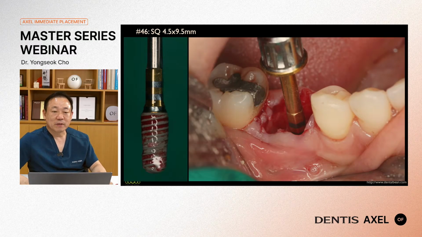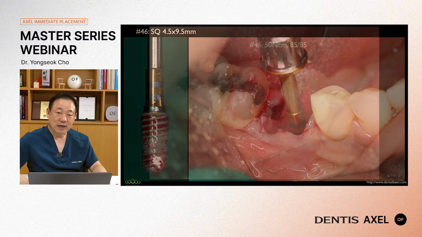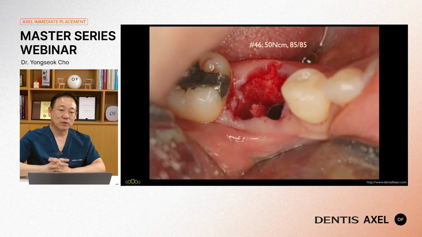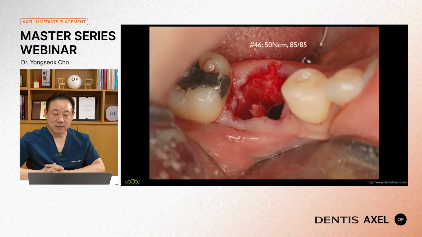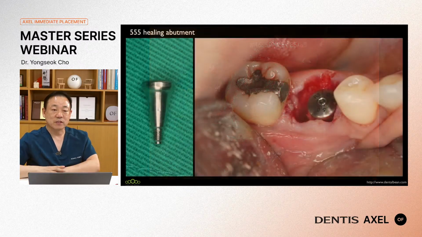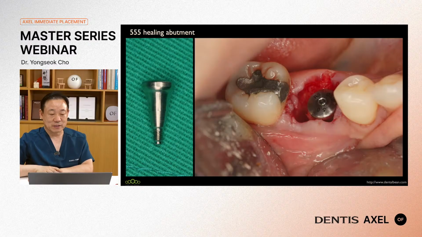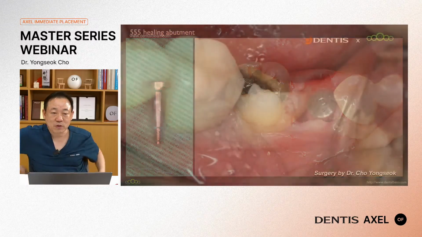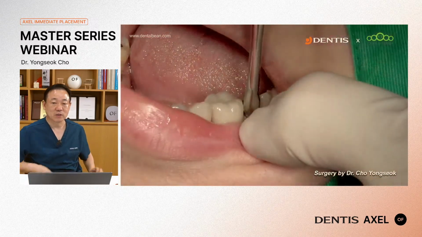Here I used the previous implant, which failed to get primary stability on the left side. It is SQ 4.5 by 9.5 millimeter. I placed the implant here. In this case, I can get strong primary stability. So I finished simply, same as the left side. I just connected the healing abutment and finished. The videos are available, so watch the video, please.